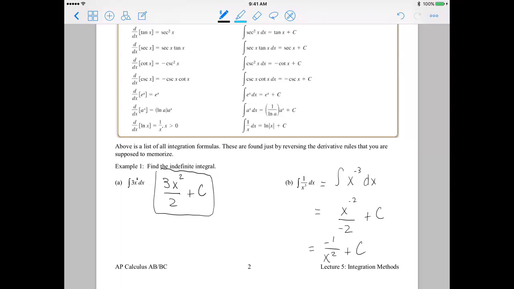So just moving the x to the negative 2 to the denominator leaves just a 1 in the numerator, and then I can't forget about my 2, that is right here. So negative 1 over 2x squared. And the nice thing about these problems is that you can take the derivative to check your answer. For instance, over here, if this was y, then y prime would be equal to 3 halves times 2x, and so that would be 3x, which is what we started with back up here.